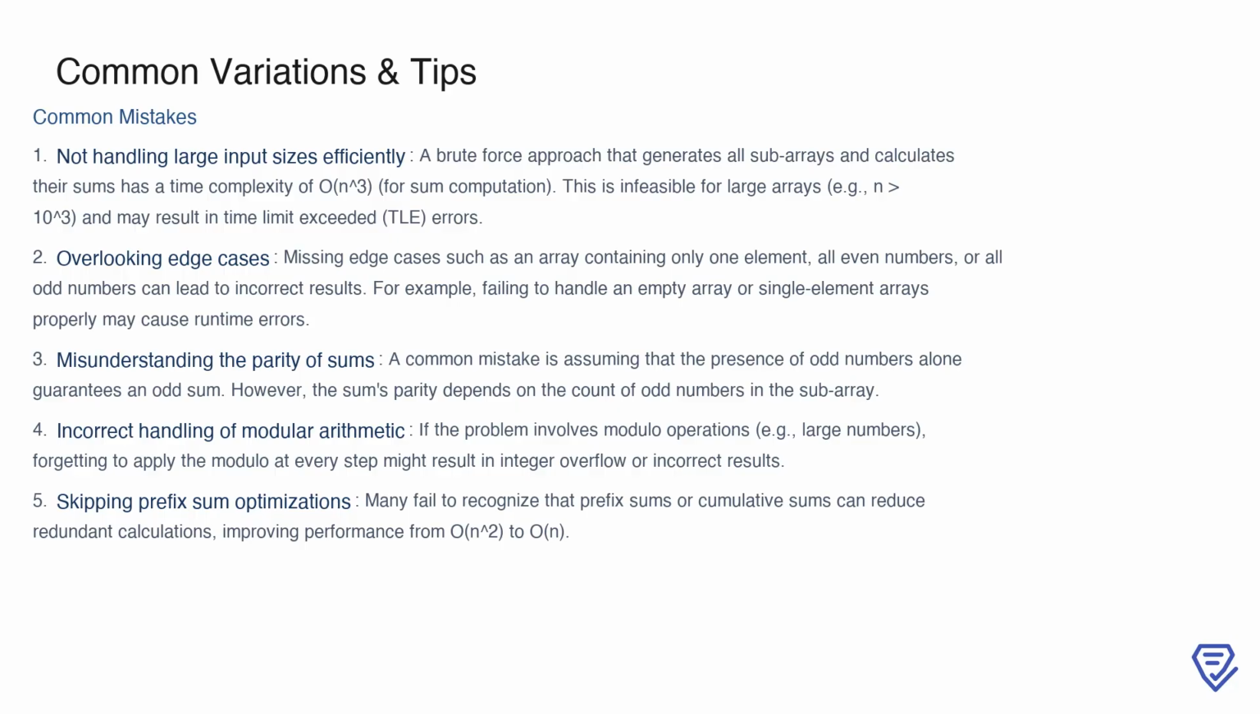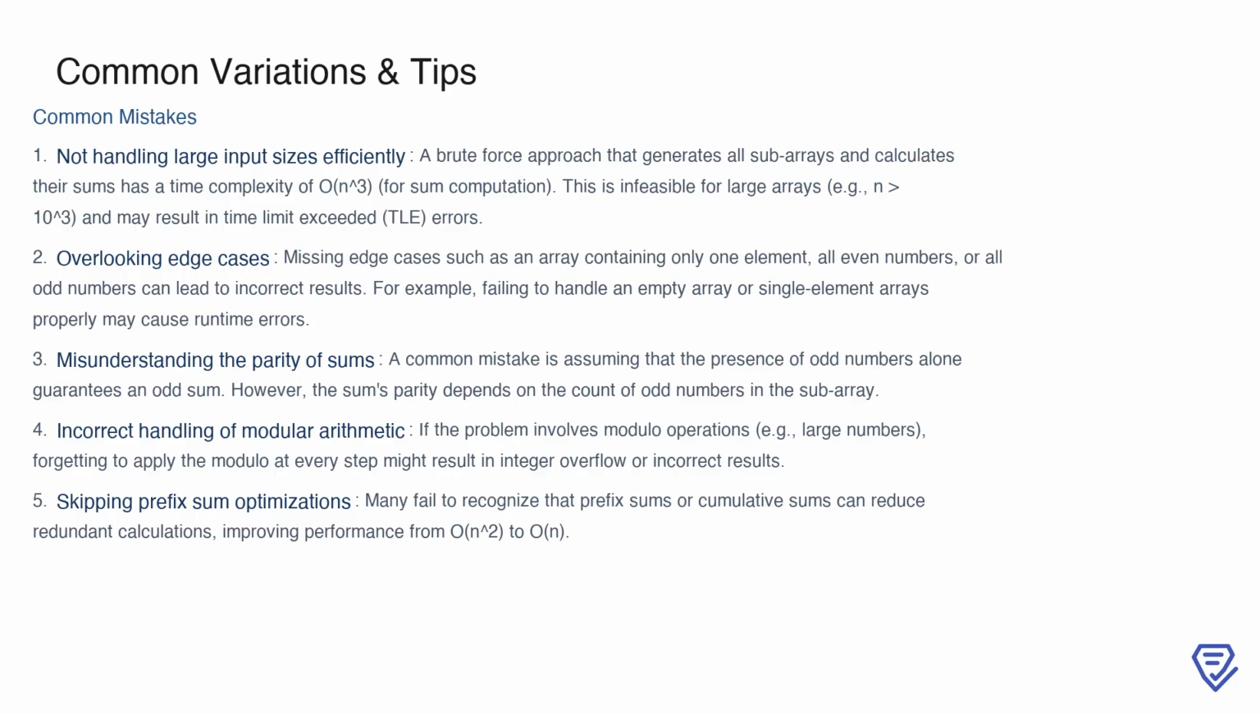Next, overlooking edge cases is another frequent pitfall. For instance, arrays with only one element, or arrays containing exclusively even or odd numbers, need special consideration. Failing to account for these cases can result in incorrect outputs or runtime errors. Another common misunderstanding relates to the parity of sums. Simply having odd numbers in a subarray doesn't guarantee an odd sum. The sum's parity depends on the count of odd numbers in the subarray.